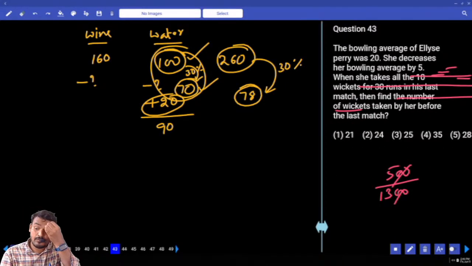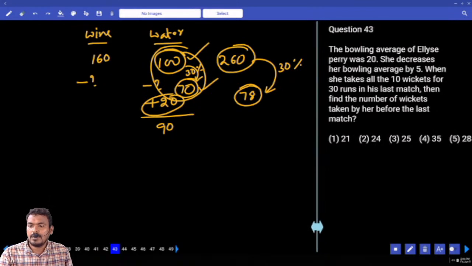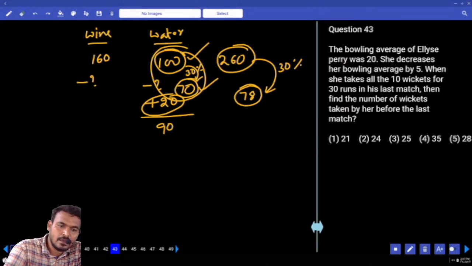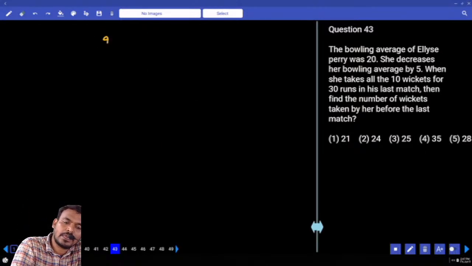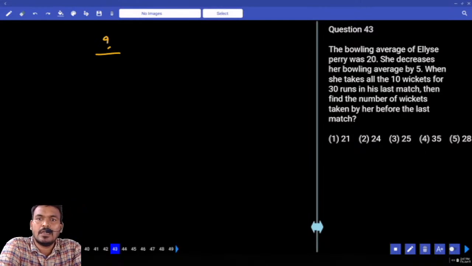Next, question number 43. The bowling average of E was 20. She decreases her bowling average by 5 when she takes all the 10 wickets for 30 runs in her last match. Then find the number of wickets taken by her before the last match. In the last match, suppose she took some wickets.